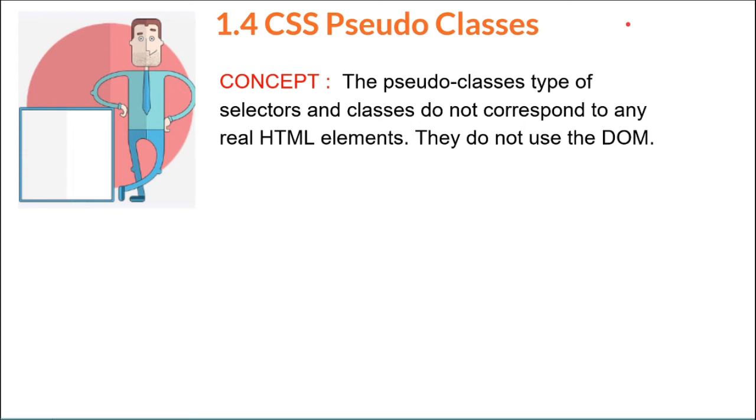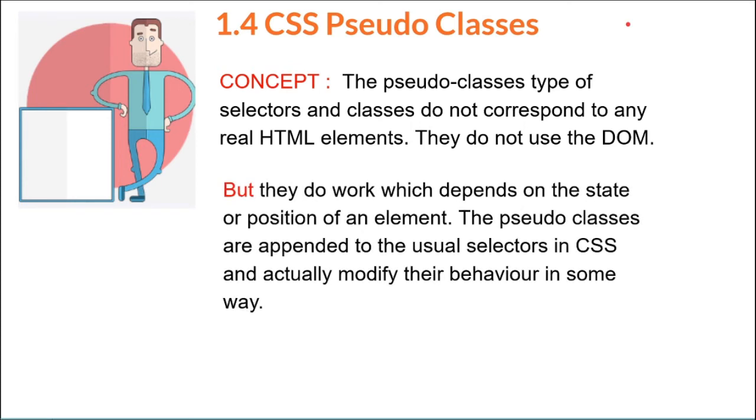So pseudo class types of selectors do not correspond to any real HTML elements. They do not use the DOM, the document object model, but the way they work depends on the state or position of the element. The pseudo classes are appended to the usual selectors in CSS and modify their behavior in some way. So you have your normal selectors, and then you add a pseudo class to it which modifies its behavior.